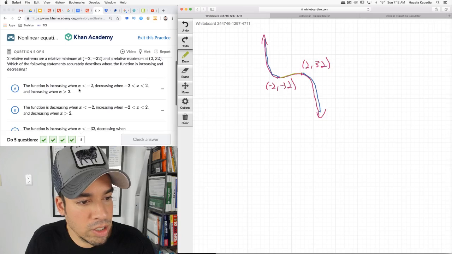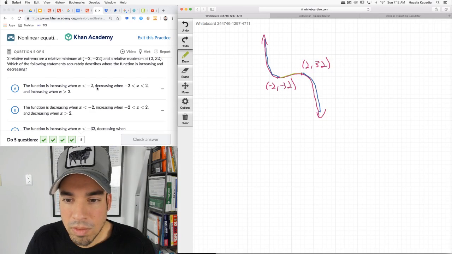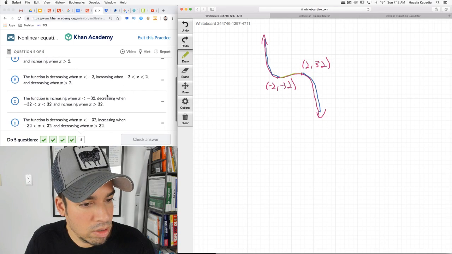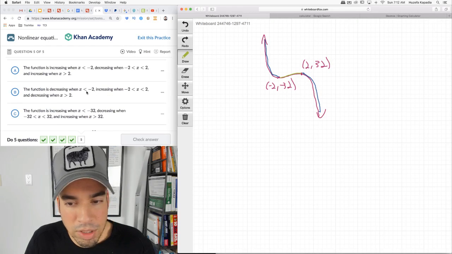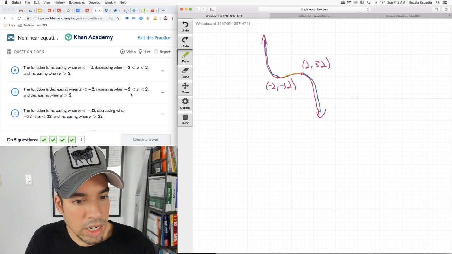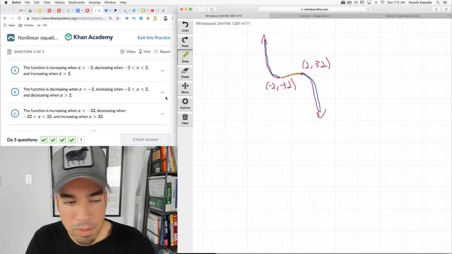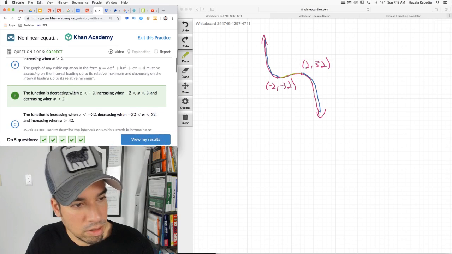All right, so here we go. The function is increasing. No. It's increasing greater than -2 and less than 2. Function is decreasing when x is less than -2. Yes, right? That's decreasing. Increasing when it's between -2 and 2, right in between here. And decreasing when x is greater than 2. And that's what we put here. Boom. So it's got to be B. And that's it.